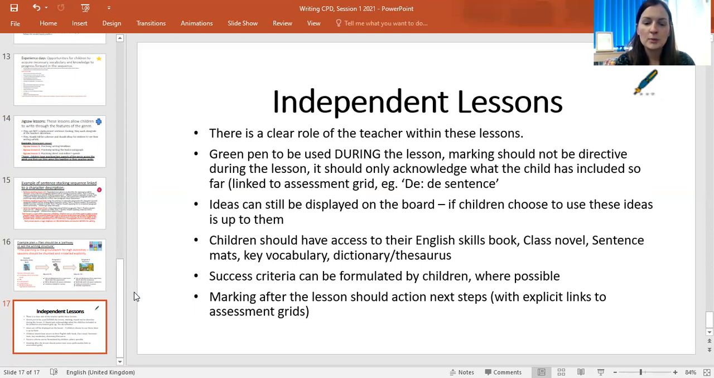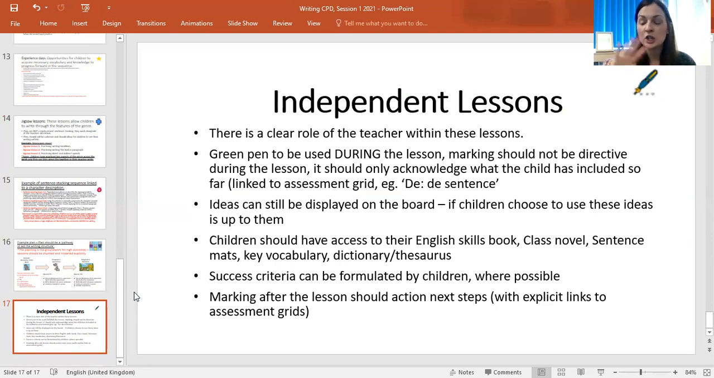Children should have access to their English skills book, the class novel, sentence mats, key vocabulary from across the week, dictionaries and thesauruses, and it should be that well ingrained in children that actually it's an independent write. These are the tools that I need. So I've often said to children at the start of the lesson, who wants to hand out the tools that we know we need for an independent write? And those things go out and the children choose what they think those independent tools are.